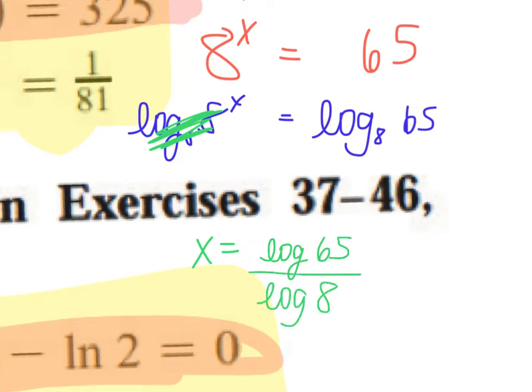You take the visually bigger number. 65 is written bigger than 8. And just do that in your calculator. Give me 3 or 4 decimal places. So it's 2.0075, something like that. Okay, fine.